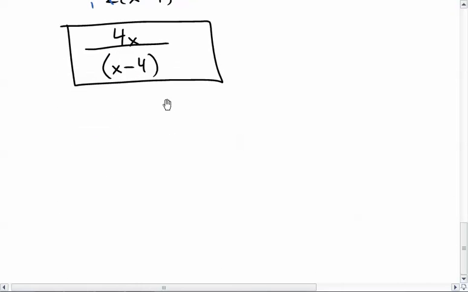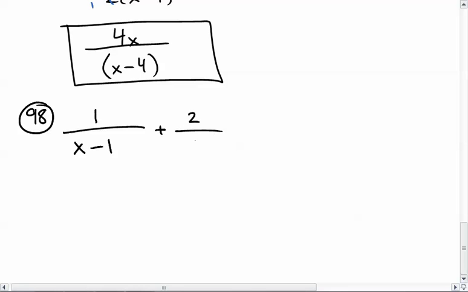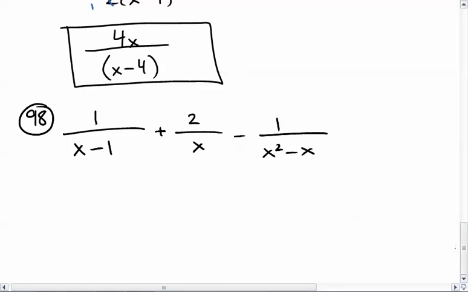Now for question number 98. We want to simplify these 3 fractions. Okay, and just a little note, in this question, there is no equal sign. It's just an expression. We're not trying to find out what x is.